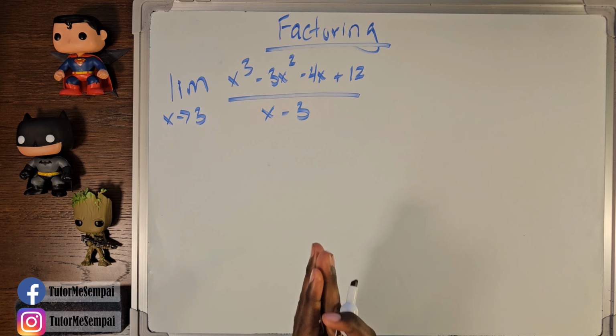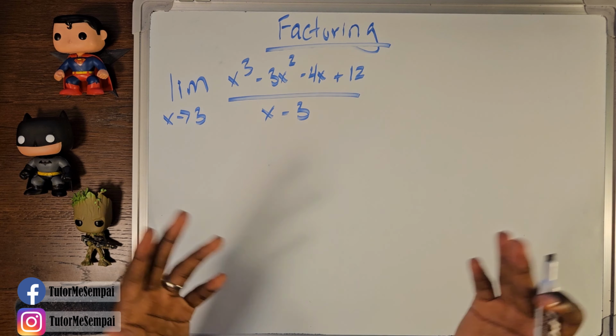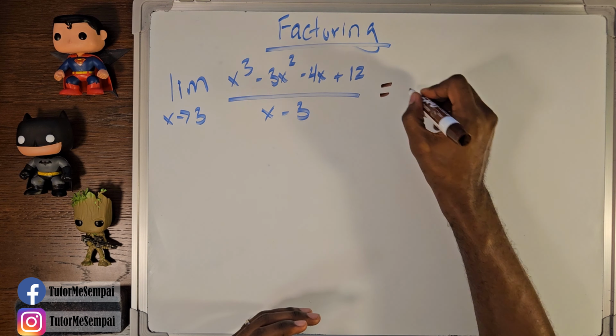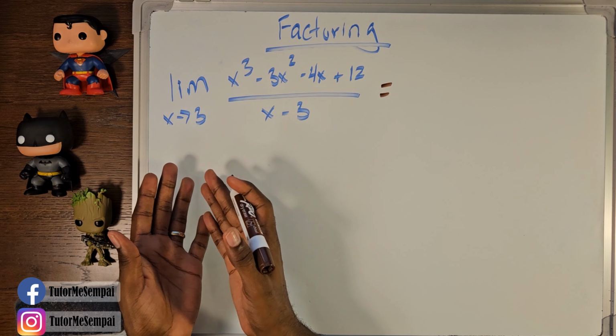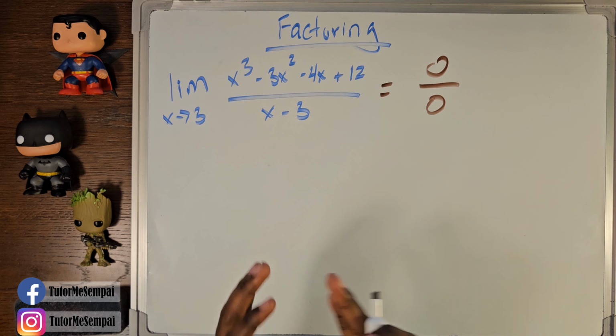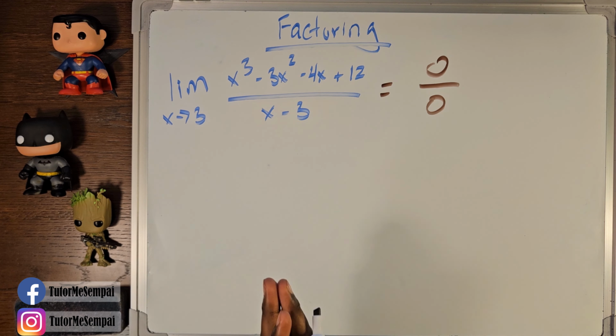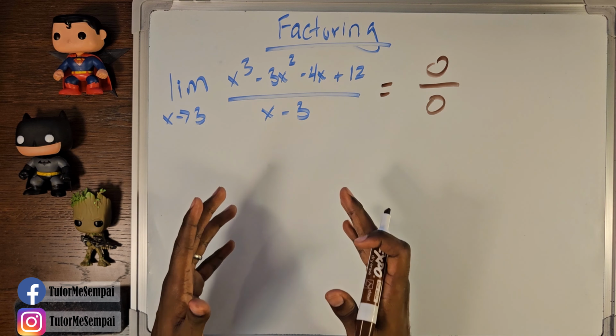Now, the first example we have is factoring this cubic polynomial on the top. Now, how do we know we need to factor this, that this is not going to work? Well, if you were to plug in your 3 into both top and bottom, you'll notice that you'll get 0 over 0, our indeterminate form, which lets us know that we're not done. We got work to do. We need to start simplifying this function.